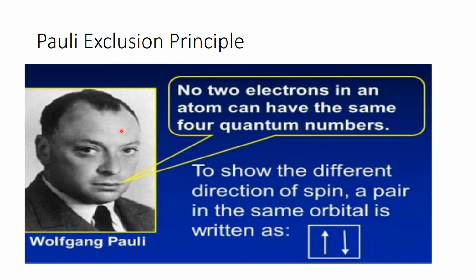Good morning. Before going to Pauli's antisymmetry principle in quantum mechanics, first of all, we will study what is the Pauli exclusion principle. That is, no two electrons in an atom can have the same four quantum numbers.